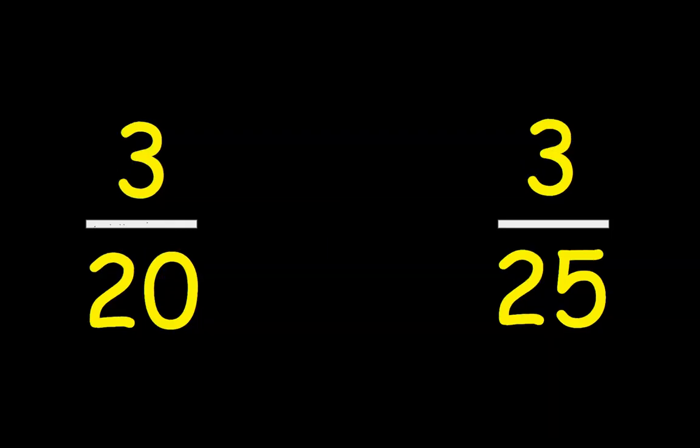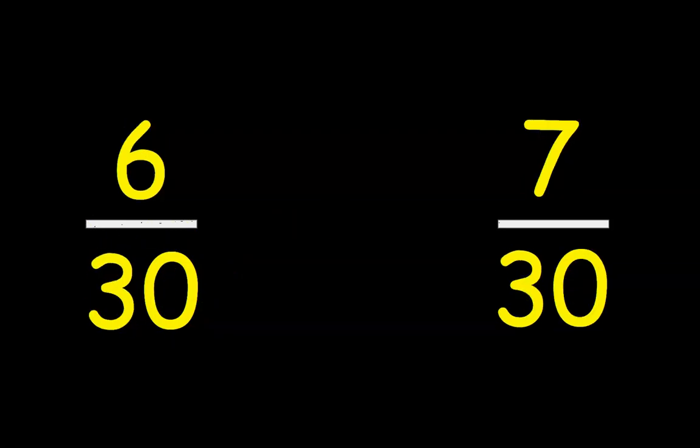3/20ths, 3/25ths. Pause, continue when ready. Similar to the last one, I eat 3 slices of pizza from this one, 3 slices of pizza from this pizza. I eat the same number of slices, so we better find out where the slices are bigger. This pizza was cut into 20 equal pieces. This pizza was cut into 25 equal pieces. Where are the pieces bigger? Here, because I cut the pizza into fewer, so therefore, there you go.